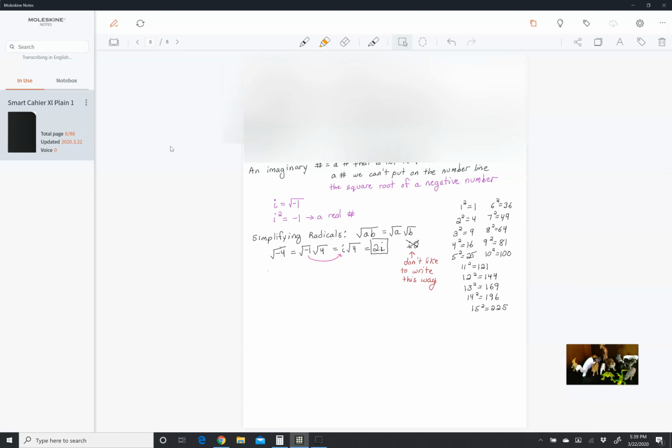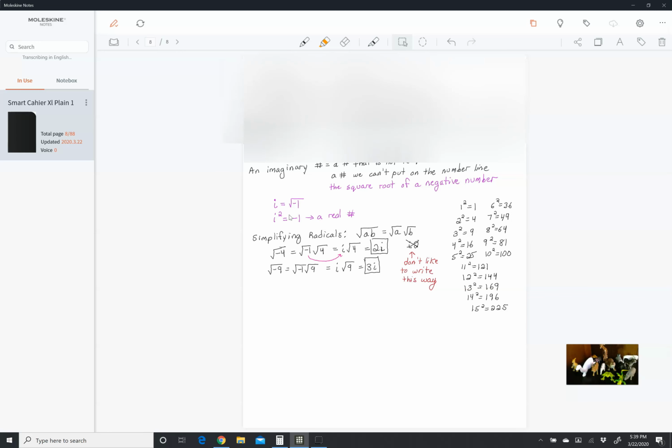Let's take the square root of -9. The square root of -9 can also be broken up into the square root of -1 times the square root of 9. The square root of -1 is i times the square root of 9. And again, the square root of 9 is a perfect square. So the square root of 9 is 3. So we would just write this as 3i. And that would be our answer here.